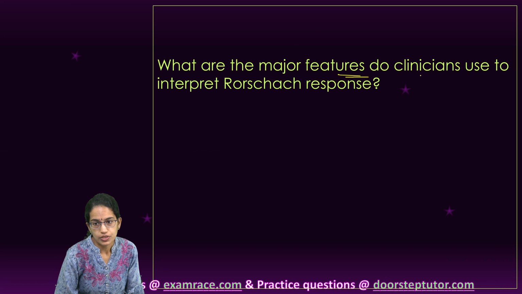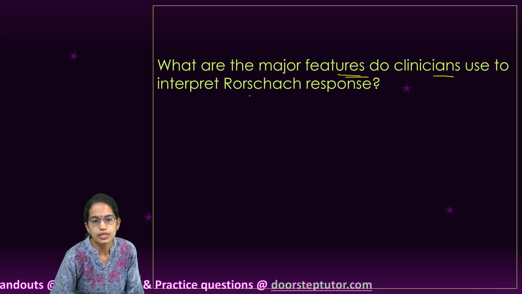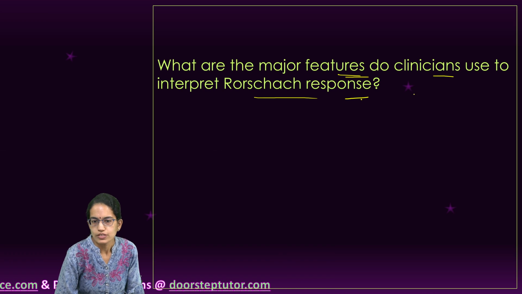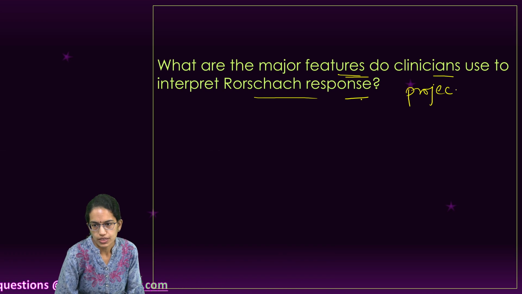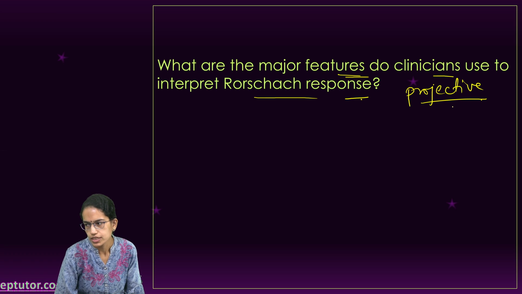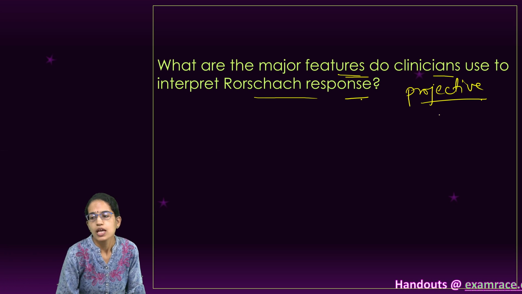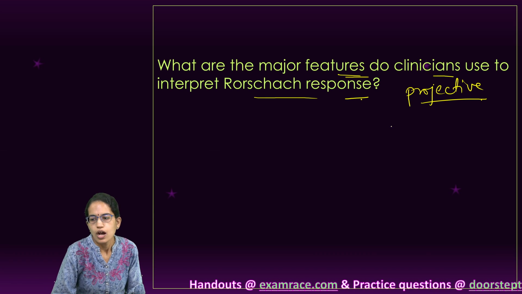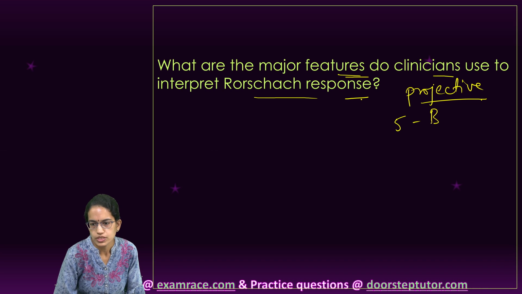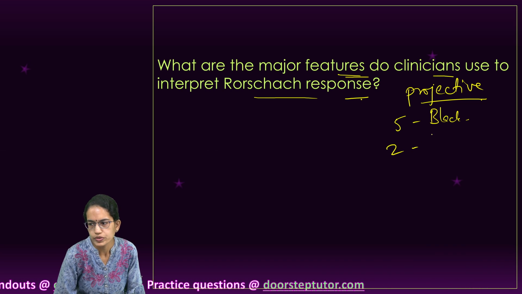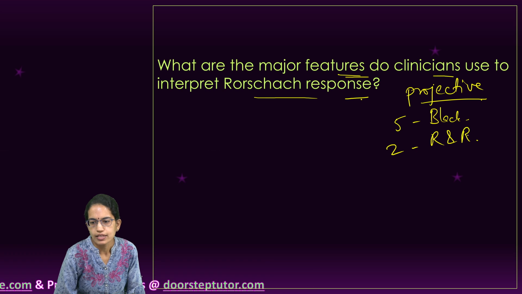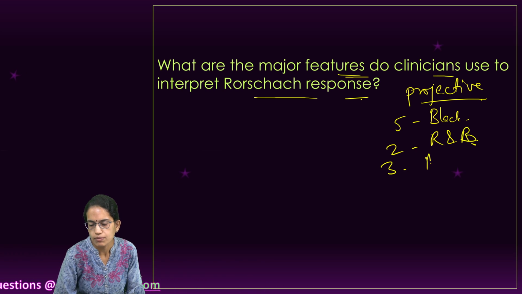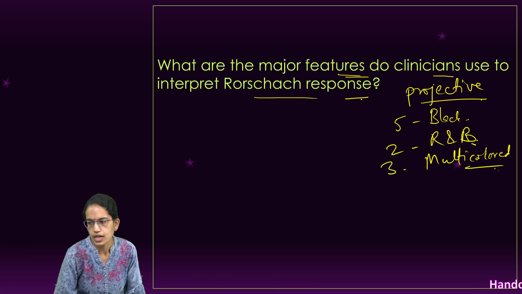what are the major features that clinicians use to interpret Rorschach's approach? Now, as we know, this is a projective test. We already know a little about the test, so in the introduction you can explain it. So this test has been developed by Rorschach, and this test analyzes the projective approach. We have five ink blots which are black in color, we have two which are black and red, and then we have three which are multicolored, and then the responses on each of the ink blots are explained.